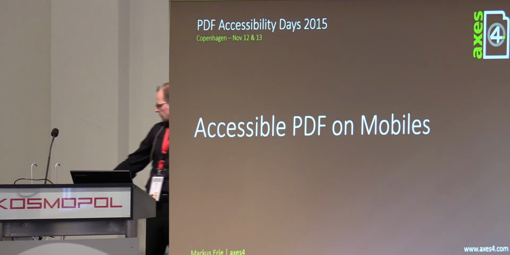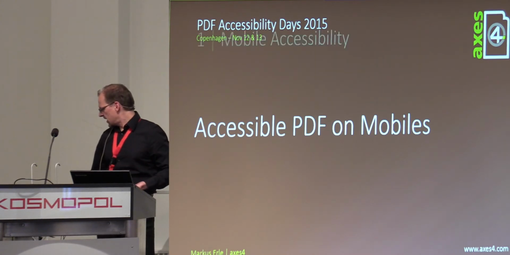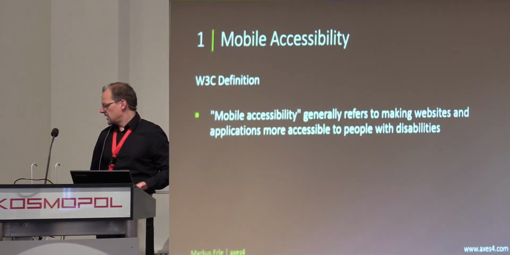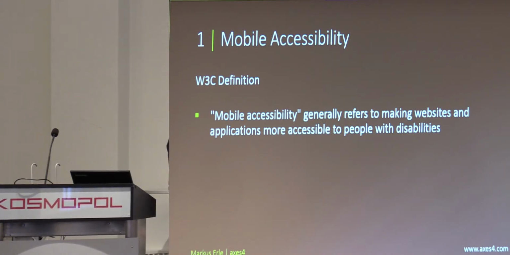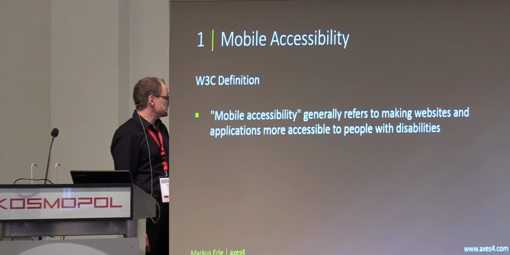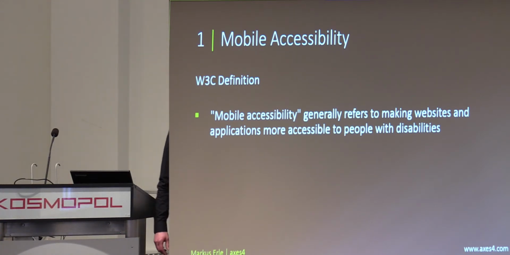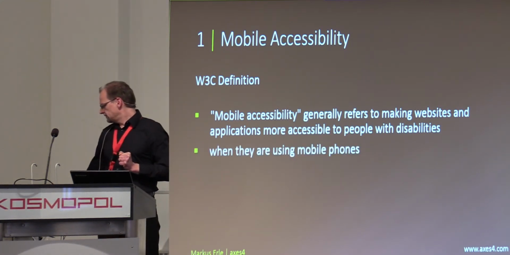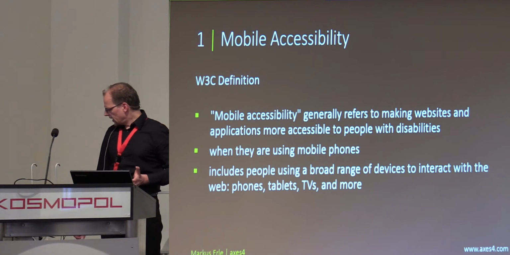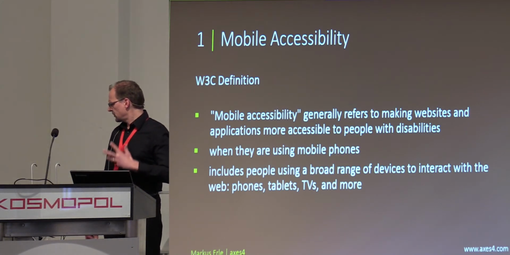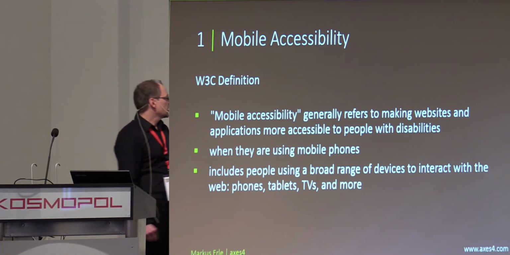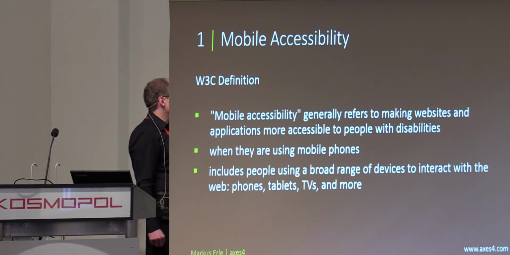Okay. So I will come back to my Android device. Let's go some steps back. Mobile accessibility, what does that mean? Mobile accessibility generally refers to making websites and applications more accessible to people with disabilities. That's the definition from the W3C. Accessible to people with disabilities, and in which context? When they are using mobile phones, and it includes people using a broad range of devices to interact with the web: phones, tablets, TVs, and more.